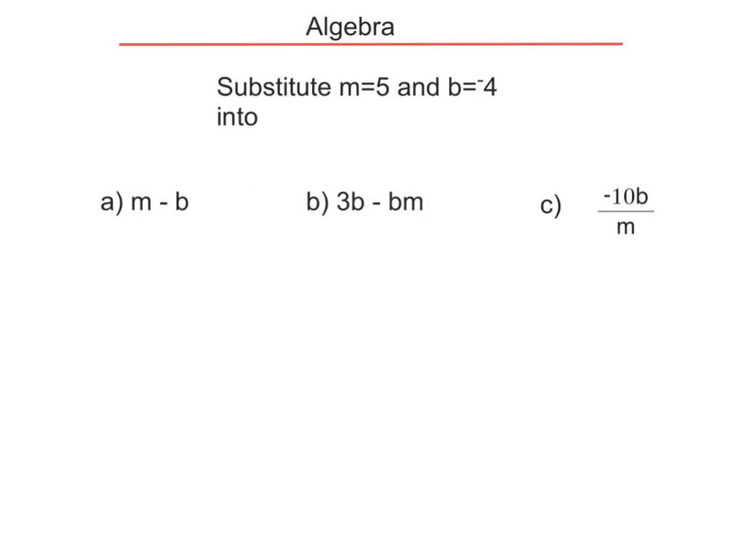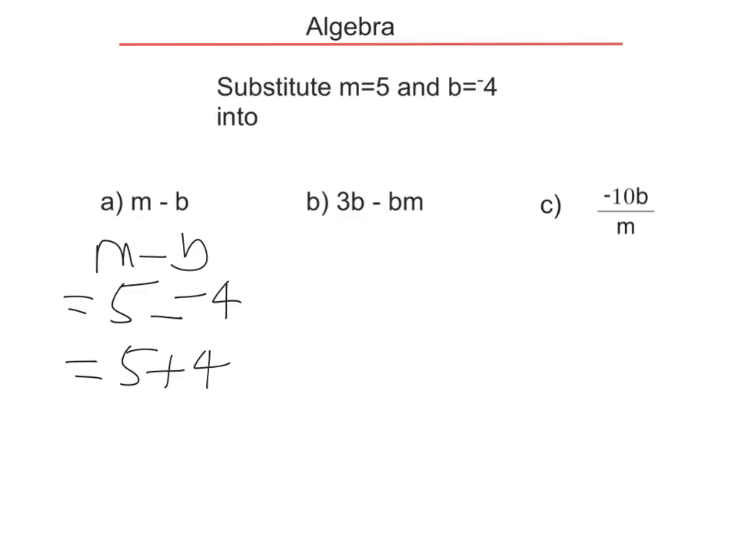In these examples, I'm going to substitute m equals 5 and b equals minus 4. So in the first one, we've just got m minus b. That's going to be equal to 5 minus minus 4, minus negative 4. So that's 5 plus 4, because two negatives make a positive. Two negatives can be changed into a positive. So the answer is 9.